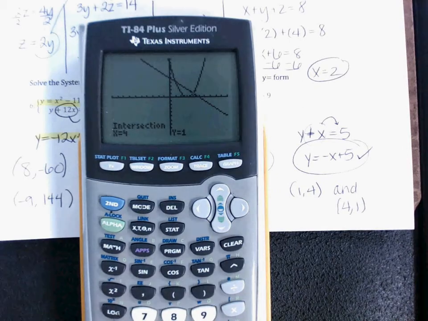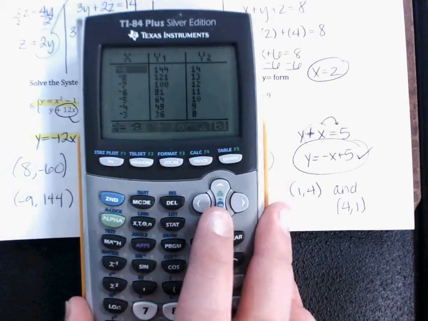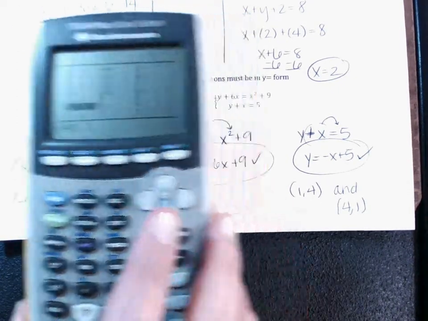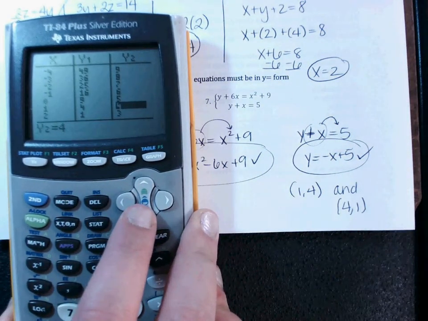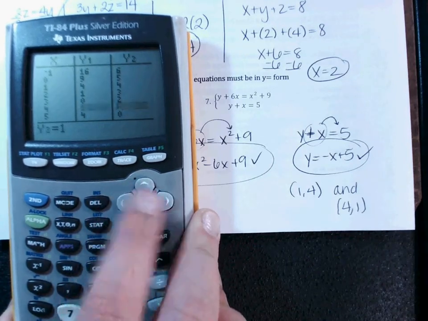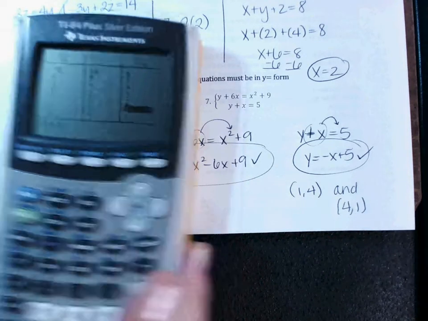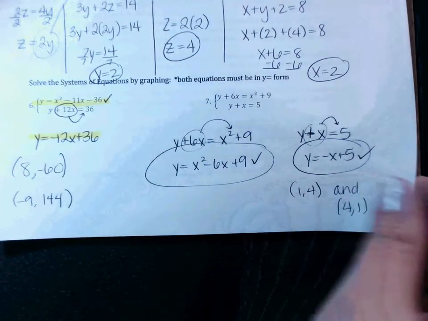Okay? But if you like the table method better, that's fine. You would just go into your table and scroll until you see numbers that match. So hopefully you can see here, what are my values at 1, 4, and 4? They match. That's one of the solutions. Then if I come down at 4, what are my y values? 1 and 1. So you can find them in the table, look for the y's to match, or you can find them in the graph by looking for where the lines intersect. Okay? But remember that if one of them is a curve and the other one's a line, they're going to cross twice. Okay? Go ahead and turn the page, please.